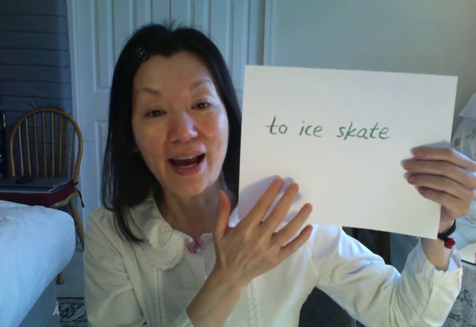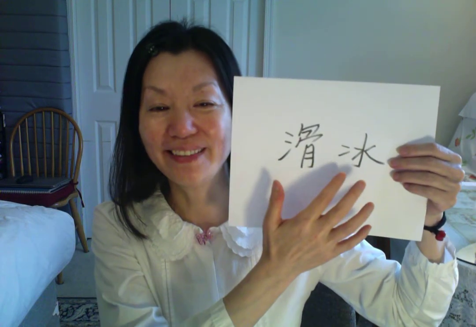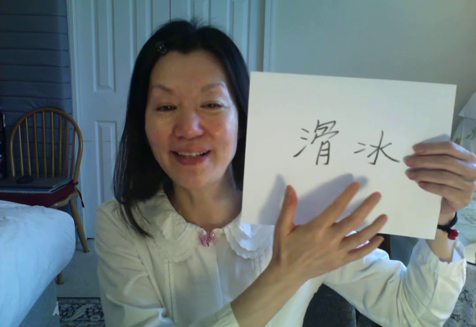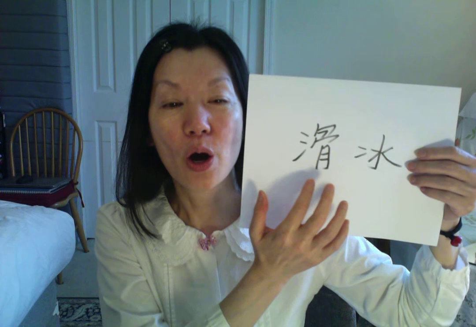Okay. To ice skate. To ice skate in Chinese we say what? 滑冰, yeah. 滑冰, to ice skate. 滑冰, okay.